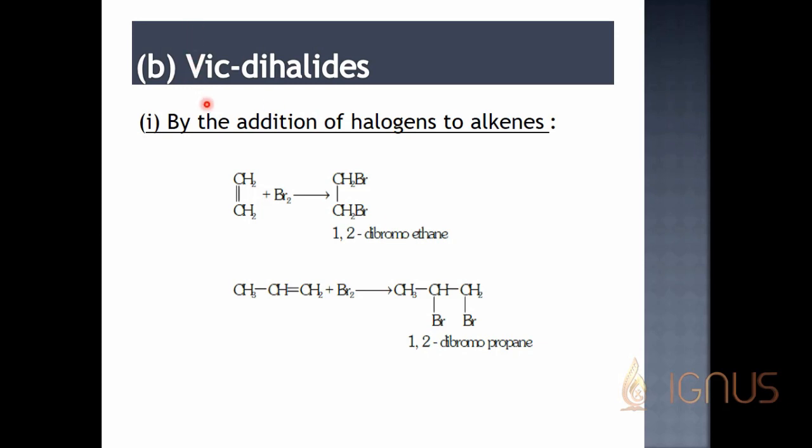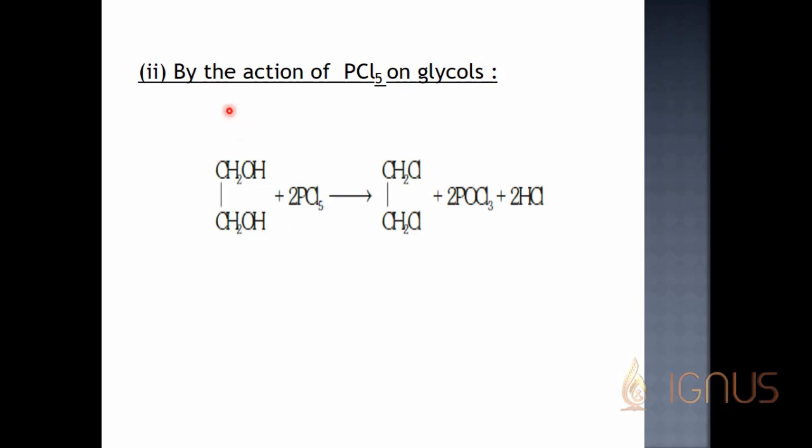Preparation of vicinal dihalide. By the direct addition of halogen to alkenes. Here you can see bromine is added across this C=C double bond to give vicinal dihalides. Or by the action of PCl5 on glycols. Here there is a glycol. When we treat this glycol with PCl5, we will be getting vicinal dihalides. You can see OH is replaced with Cl. In both the cases, OH is replaced with Cl.